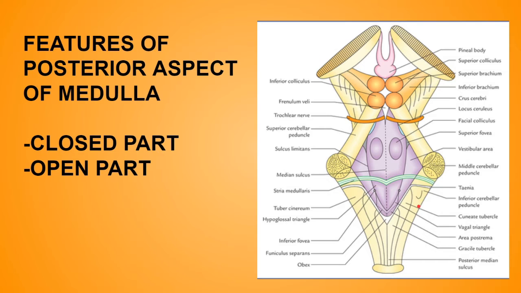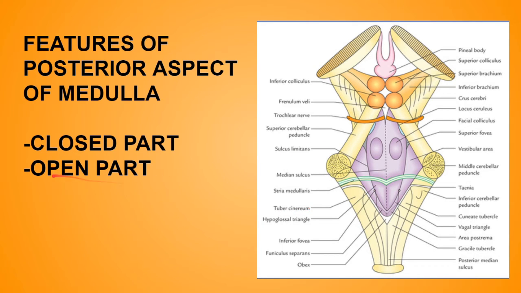Now another elevation is present lateral to the cuneate tubercle. This is the cuneate tubercle. Lateral to this, we have one more elevation, somewhere over here, as you can see. This is the lateral elevation, lateral to the cuneate tubercle, and this is known as the tuber cinereum. Tuber cinereum is produced by the spinal nucleus of the trigeminal nerve.